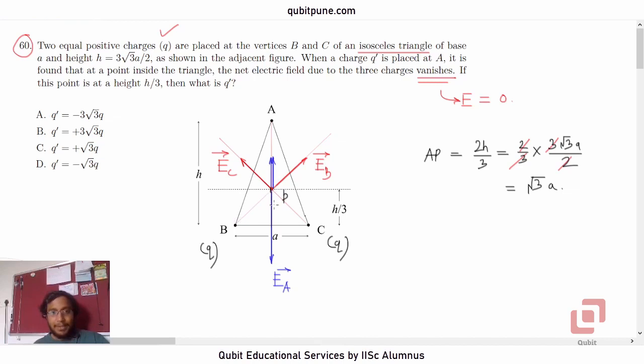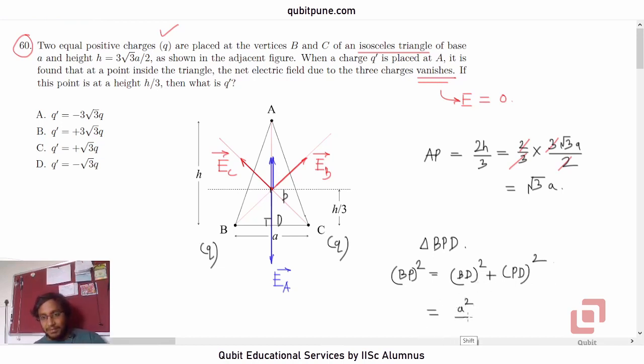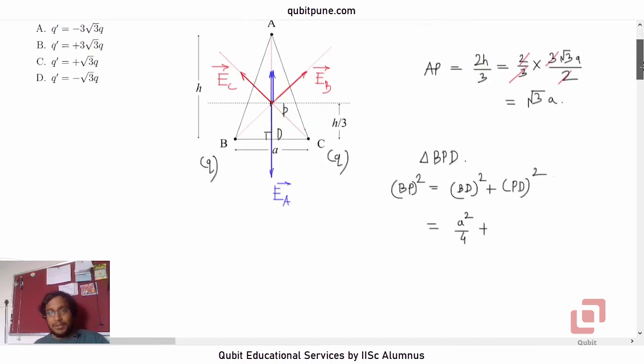Let's say this is D. So let us consider now triangle BPD. In triangle BPD, can we say that BP squared is actually BD squared plus PD squared? Yes. PD is actually h upon 3, and BD is a by 2. So this is a squared by 4. h itself is 3 times root 3 a by 2, so h upon 3 will be root 3 a by 2. So root 3 a by 2 squared will be 3a squared by 4. So that will be a squared, so BP is equal to a.